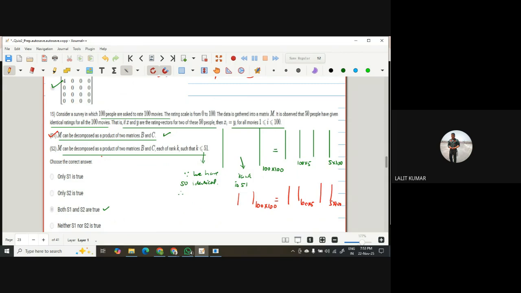Second is, M can be decomposed as a product of two matrices B and C, each of rank K, such that K is less than or equal to 51. See, this 51 figure is coming from here, that we have got 100 by 100, but 50 people have given everything the same. So these 50 are the same, and these can be converted into a single row. So this can easily be converted into a K which is less than or equal to 51. So both are true.